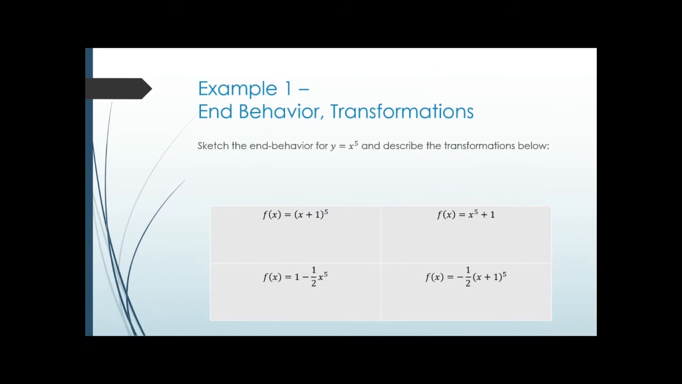So we're going to start by actually sketching end behavior and also talking about transformations at the same time. Here I have: sketch the end behavior for y = x^5 and describe the transformations below. So our highest exponent is 5. So we say the degree is 5, and this is an odd number. And because the coefficient in front of that degree, the leading coefficient, is 1, because there's no number, that's positive.